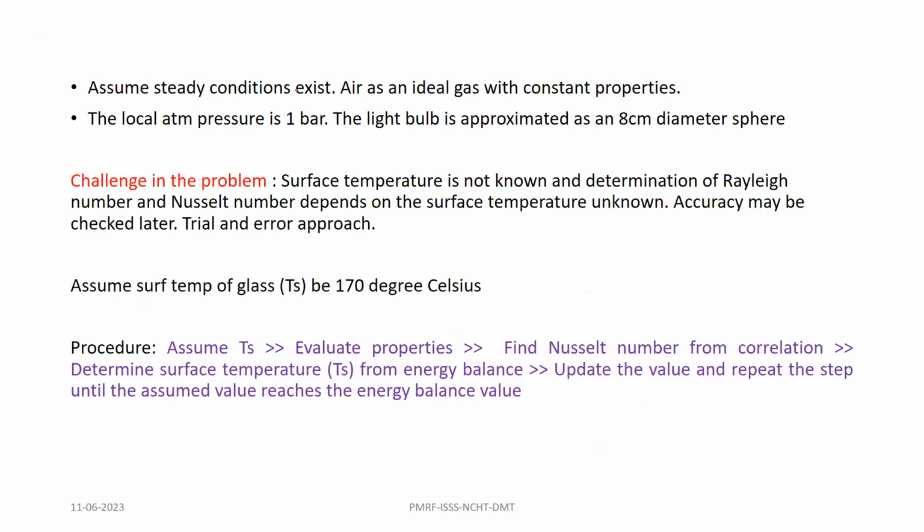We will assume that there is a steady state condition and air to be an ideal gas with constant properties. The local atmospheric pressure to be 1 bar, because in the HMT data book, all the values are at 1 bar conditions. And also we will approximate the light bulb to be of a spherical shape, 8 centimeter spherical shape.